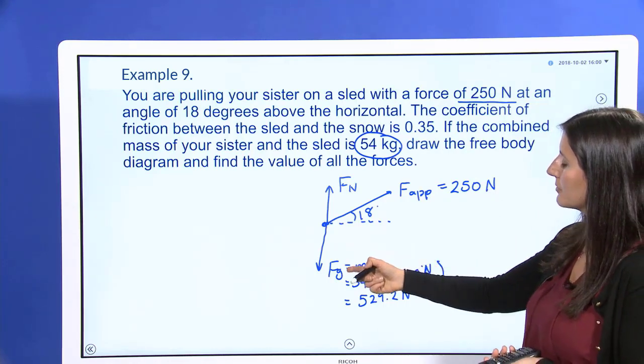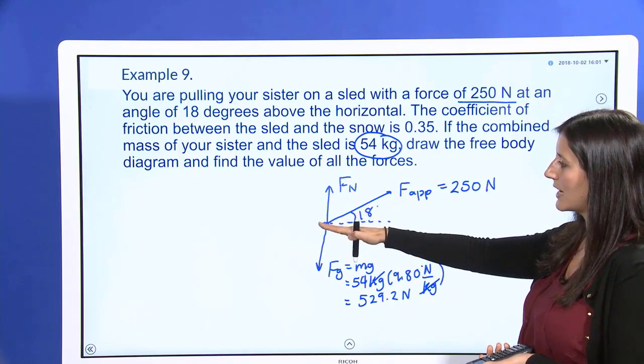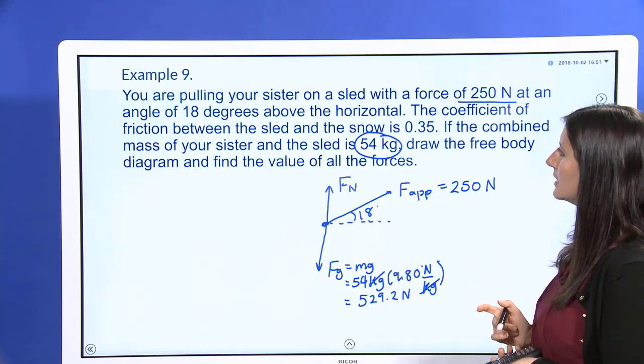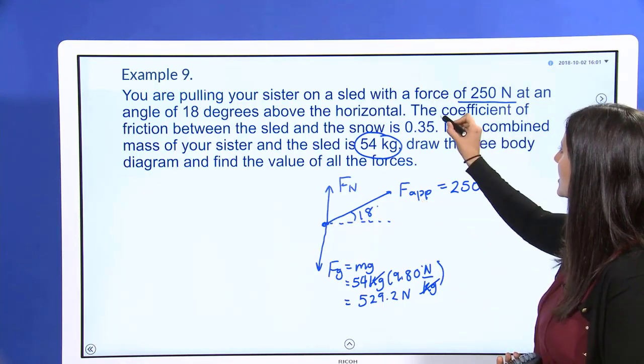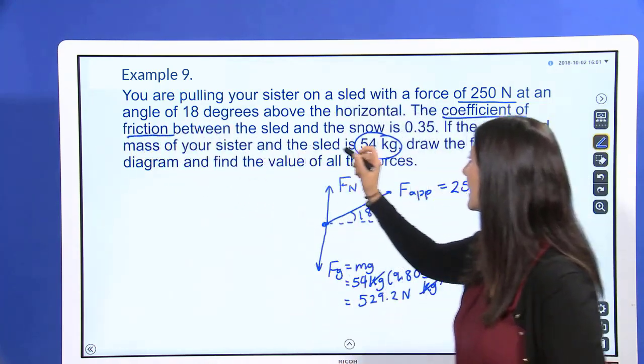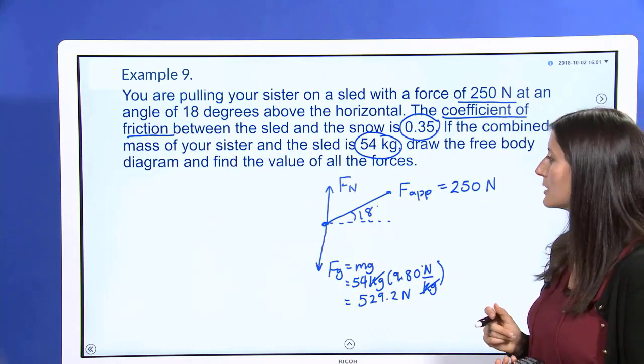Okay, so I have a force of gravity in every case. I have a normal force because my sister and sled are on the surface, on the snow. I have a force applied, and they also mention in this question the coefficient of friction between the sled and the snow is 0.35. So there must be friction.